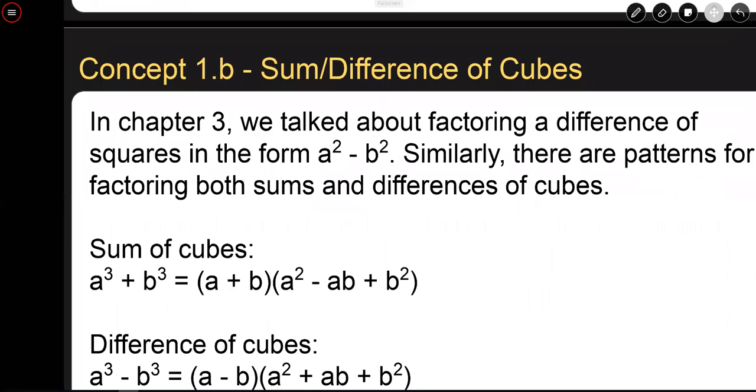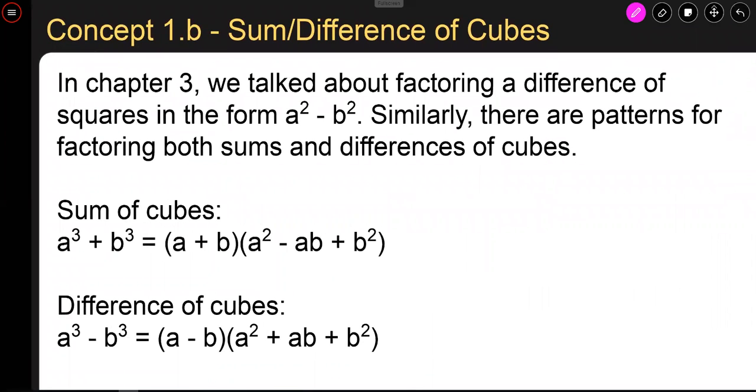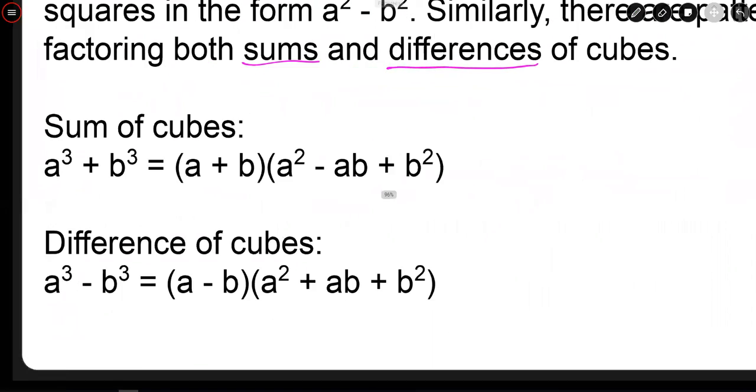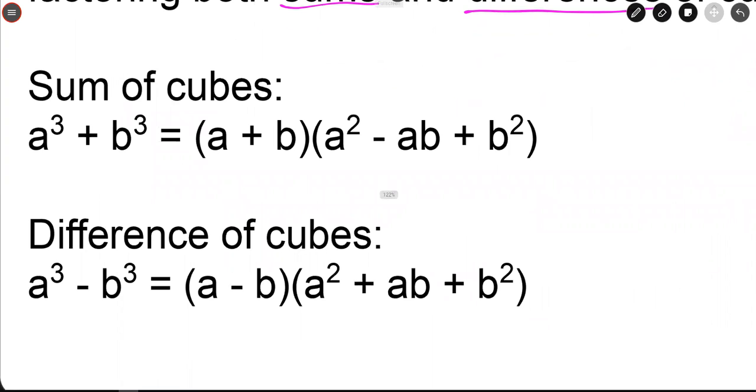All right, so let's move forward. Sometimes we have GCFs, sometimes we have other situations. So in chapter 3, we talked about factoring a difference of squares in the form a squared minus b squared. And similarly, there are patterns for factoring both sums and differences of cubes. So instead of second powers, we're looking at third powers. So we have these two formulas here. One's called the sum of cubes and one's called the difference of cubes.